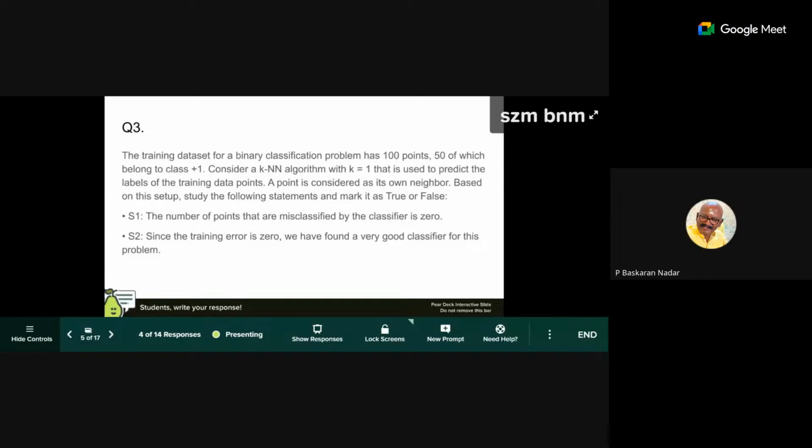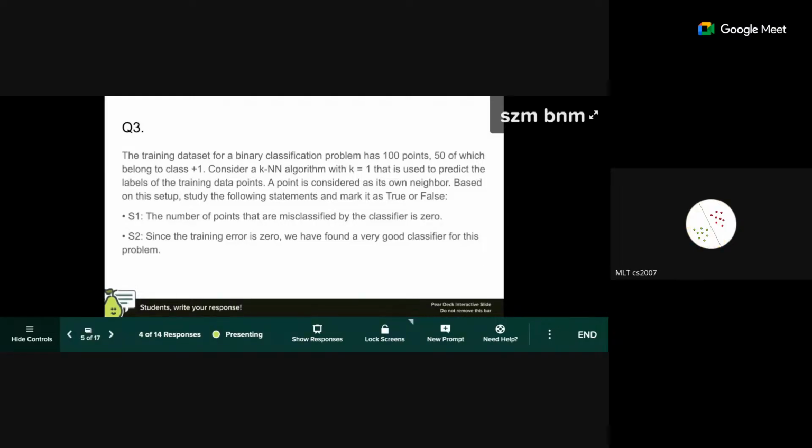Is this a valid question? Or is it just hypothetical, something they came up with to play around with the words? Can there be an algorithm with k equal to 1? Of course, 1NN is a valid algorithm, right? This is the simplest case of KNN.